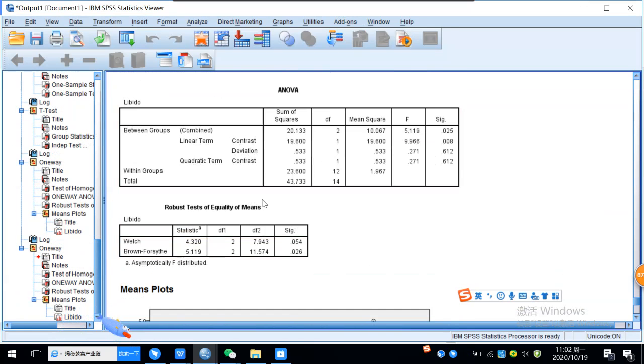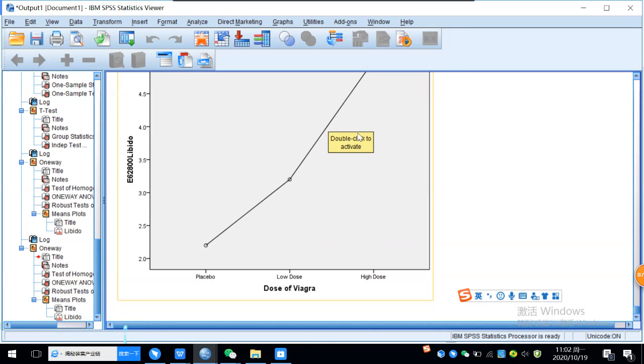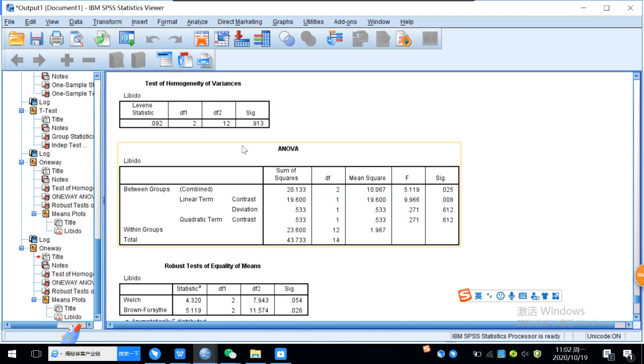Because the former part we have already used, then we will look at the result here, right? Where will we see the result? Look here. It has a linear term, contrast. Please look at this row. The F value is 9.966. The corresponding significance is 0.008. So it's less than 0.05.